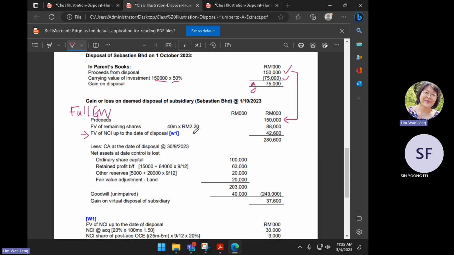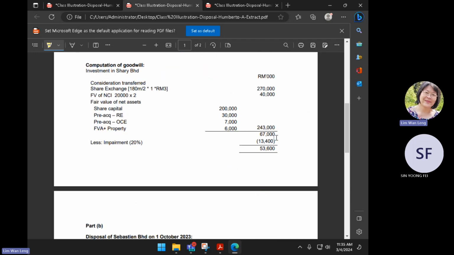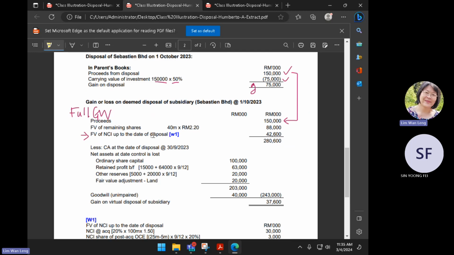Okay? Then fair value of the remaining shares. Because in this particular question, they have given to you the share price. They have given to you this particular share price, 220. All right? When you dispose of the 40%. So use this to do a remeasurement to fair value for those remaining shares. You have 40 million left, $2.20. So that should give you 88 million.